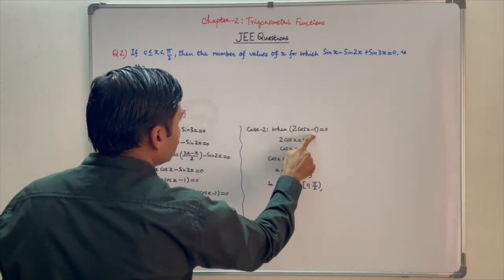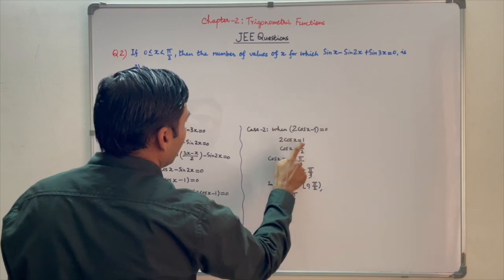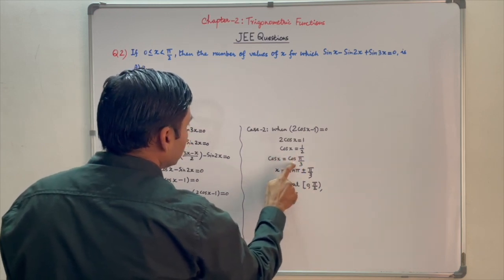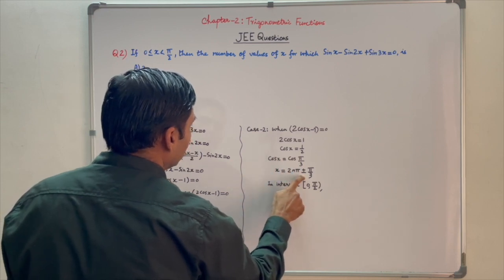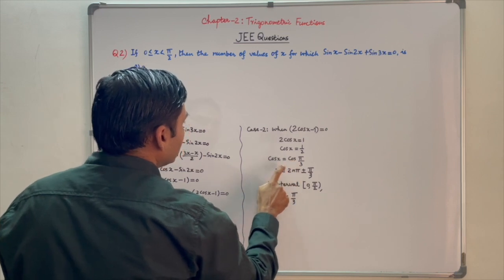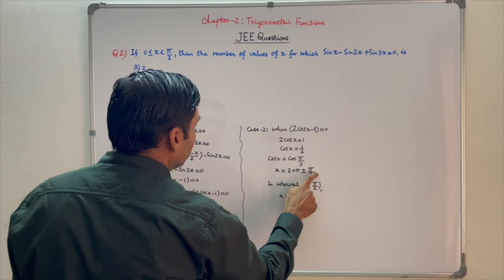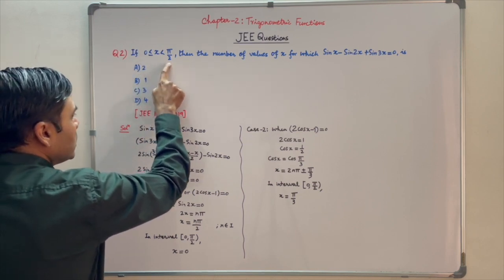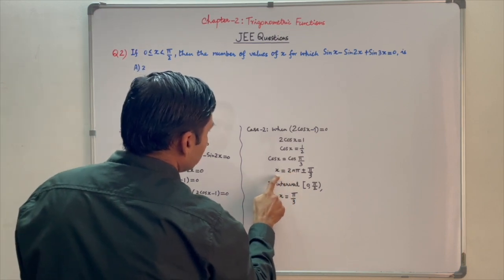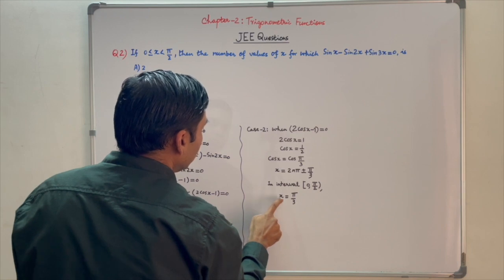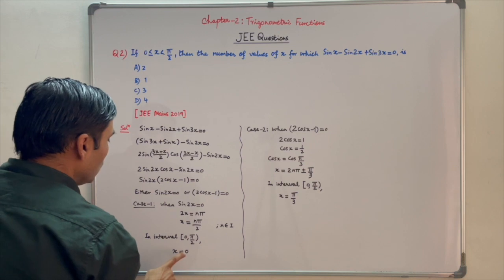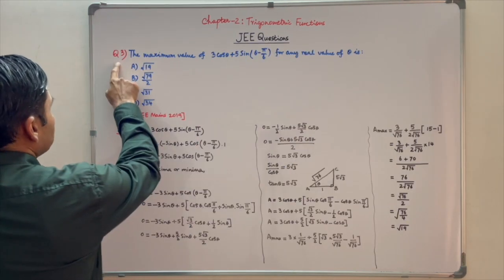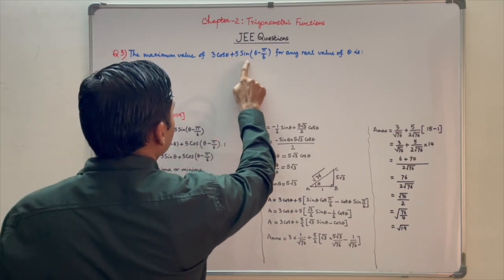Second case, when 2 cos x minus 1 is equal to 0, or 2 cos x is equal to 1, or cos x is equal to 1 by 2, which can be written as cos pi by 3. So cos theta is equal to cos alpha gives the general solution as theta is equal to 2n pi plus minus alpha. Here theta is x and alpha is pi by 3. So general solution is x is equal to 2n pi plus minus pi by 3. Now in this interval, that is in first quadrant, where 0 is included but pi by 2 is not included, we can put n is equal to 0. So x is equal to pi by 3. So there is only one solution in this interval, x is equal to pi by 3. So total solutions are 2, one from here, one from here. So number of solutions are 2. Answer is option A.